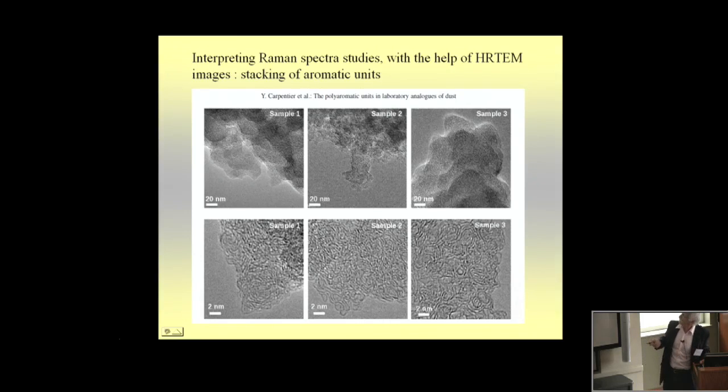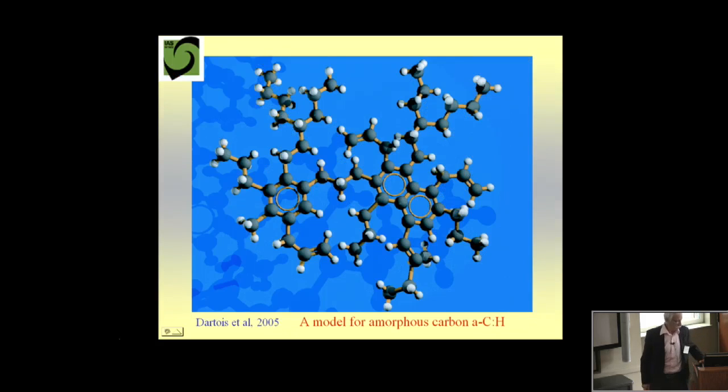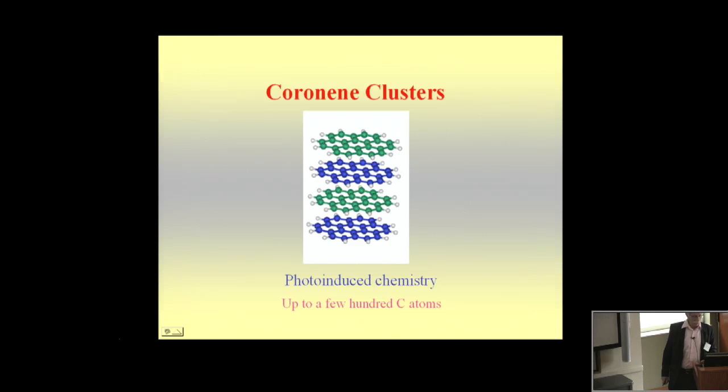These are images, and we can also correlate the spectral observations to the nanostructuration, thanks to Raman as well. And in a way, this is a model proposed by Emmanuel Dartois and co-workers for the HAC, the hydrogenated amorphous carbon. And you can see some kind of resemblance between this and soot properties.